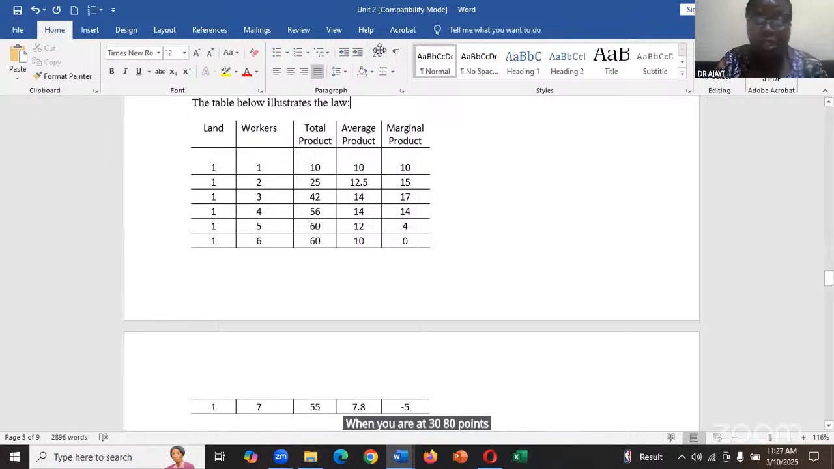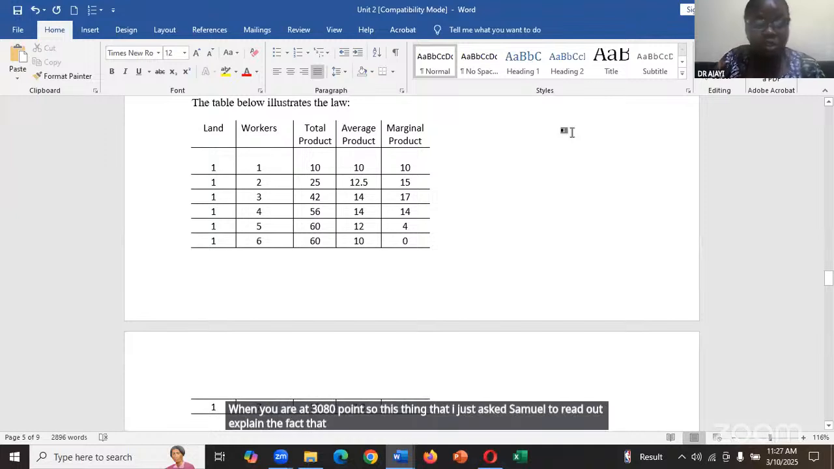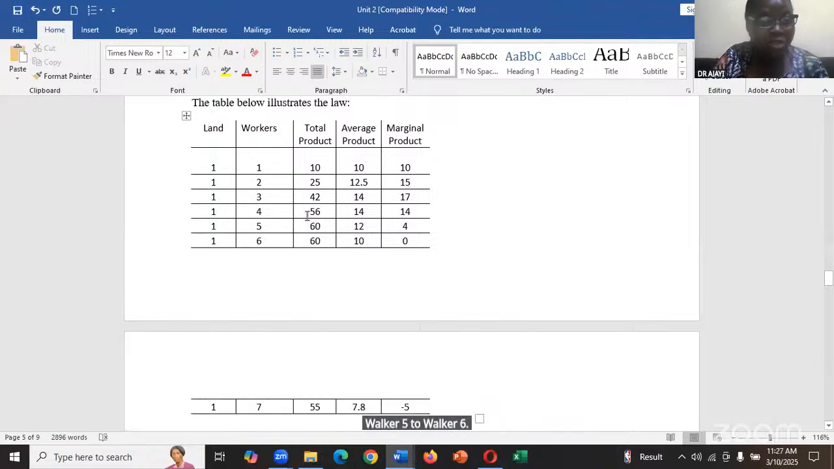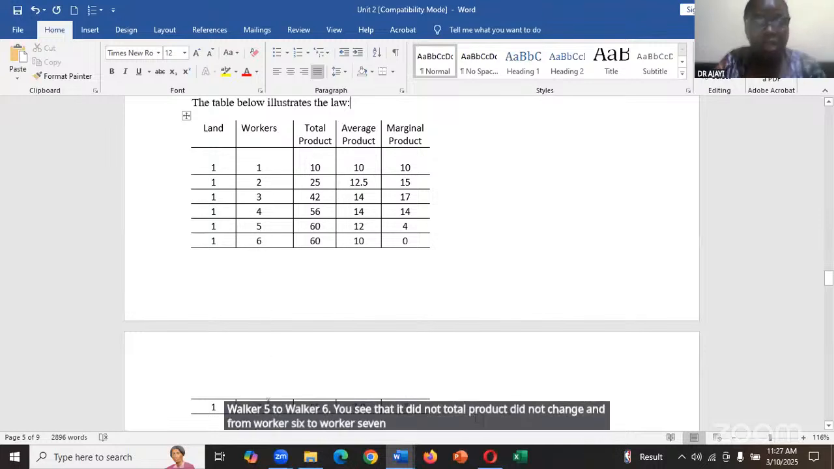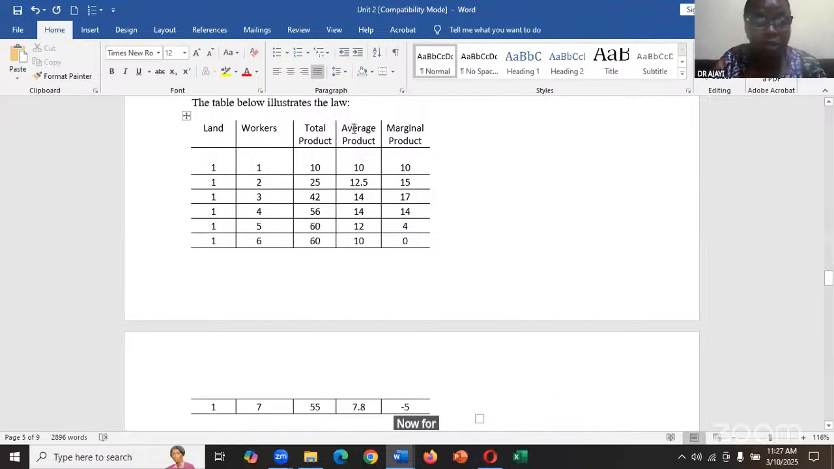So this thing that I just asked Samuel to read out explains the fact that total product could be increasing, but a certain point will be reached where any additional worker, from worker 5 to worker 6, you see that total product did not change. And from worker 6 to worker 7, you see that rather than increasing, the total product reduced to 55.